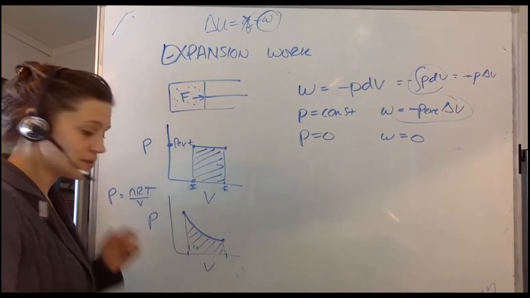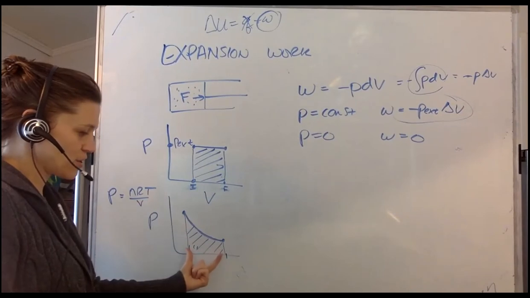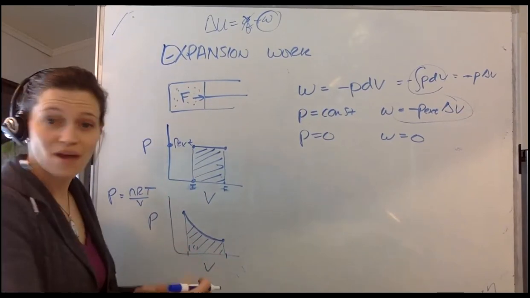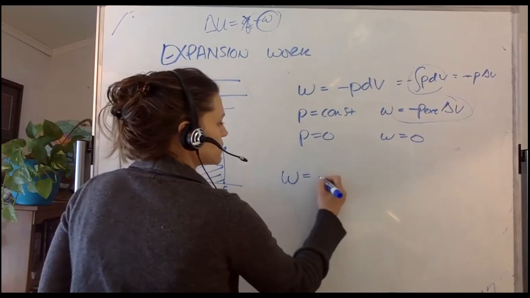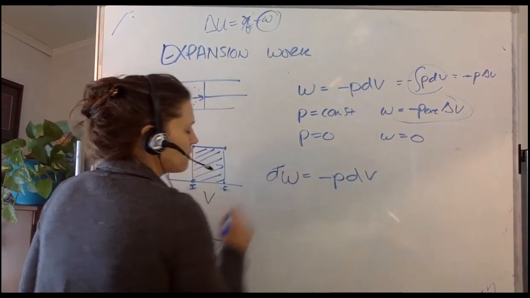If my gas is an ideal gas, I know it's going to follow this function dependence, which means the area under this curve is going to be the work. Well, let's explore that mathematically. So the work is equal to minus P dV.